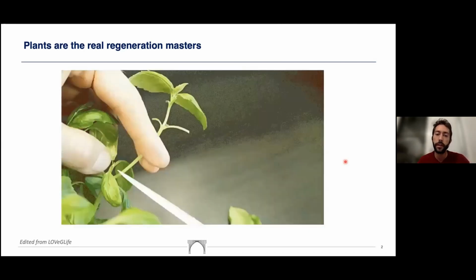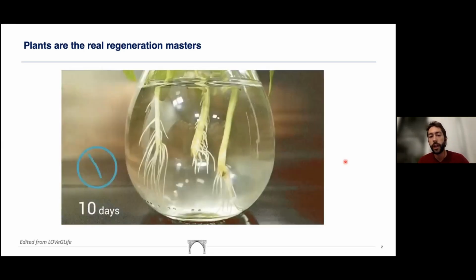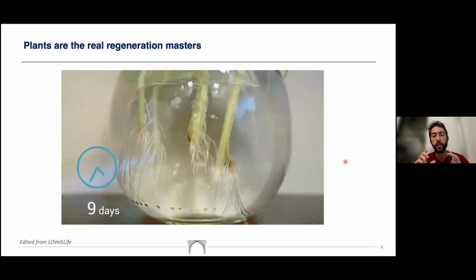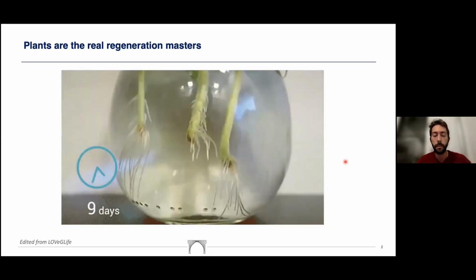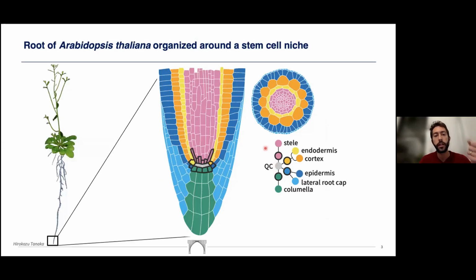That's what we're interested in in the lab: how is it happening, and what are the major molecular mechanisms that allow this transition of cells and changing a cell fate. To do that, we use the model plant Arabidopsis thaliana, and here is a representation of the root meristem we are very interested in.